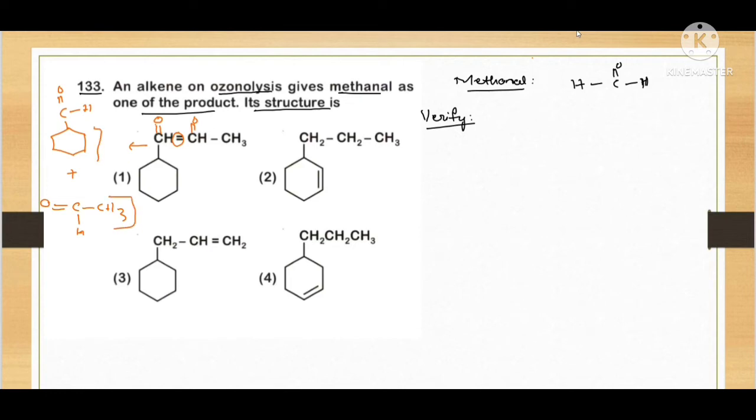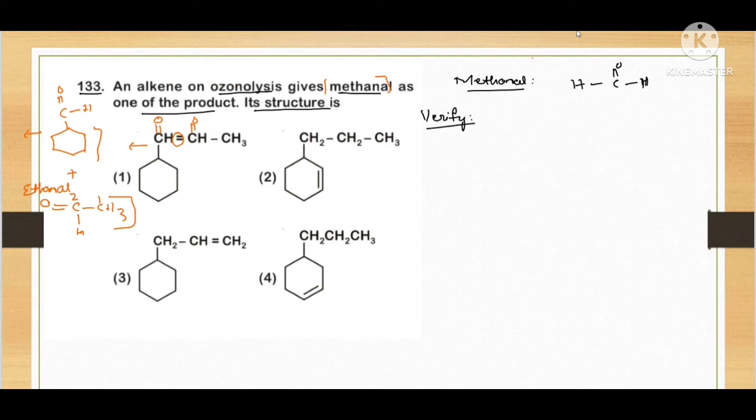This is hexanaldehyde and this is 1, 2. This is ethanal. Okay. Methanol is not produced by ozonolysis of the first compound.